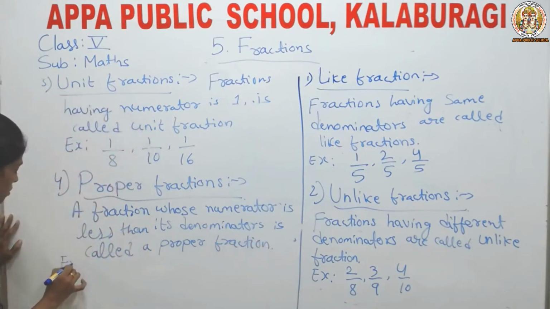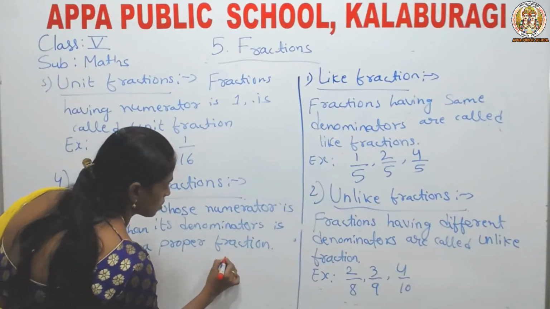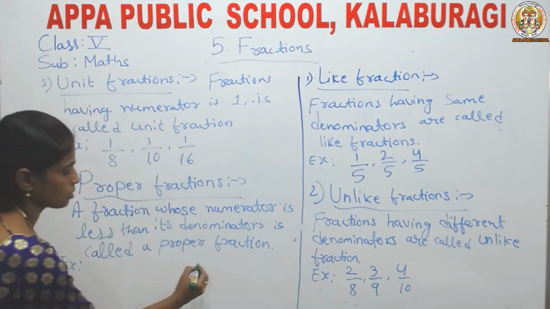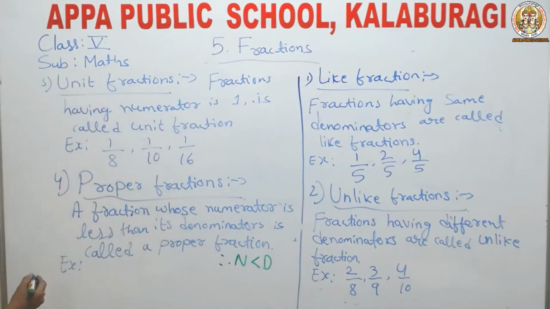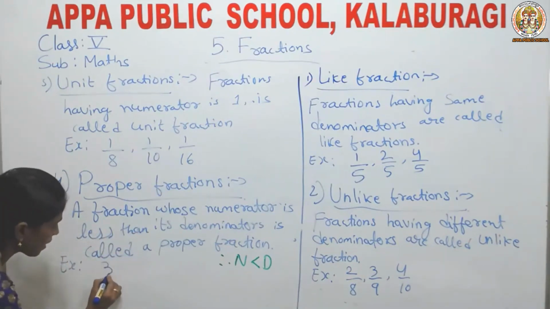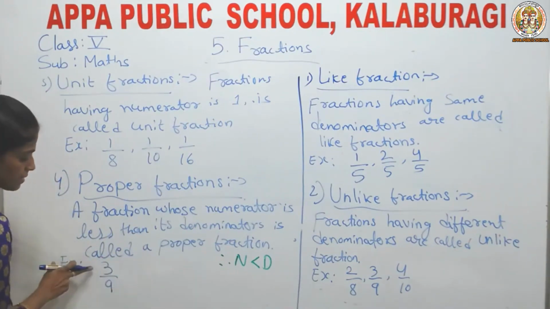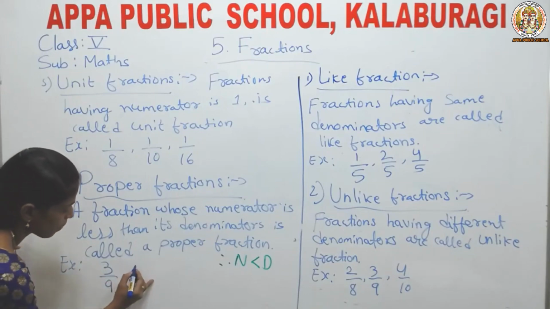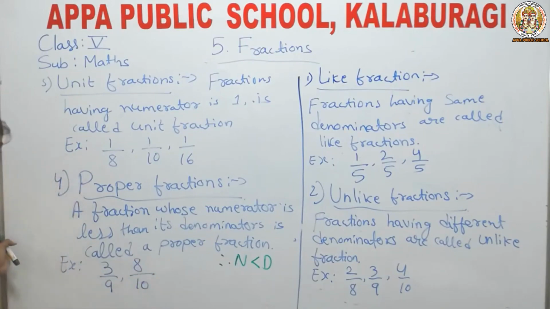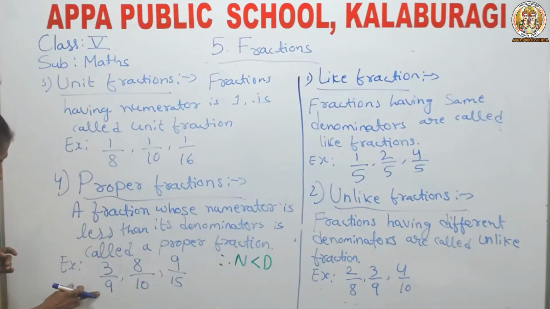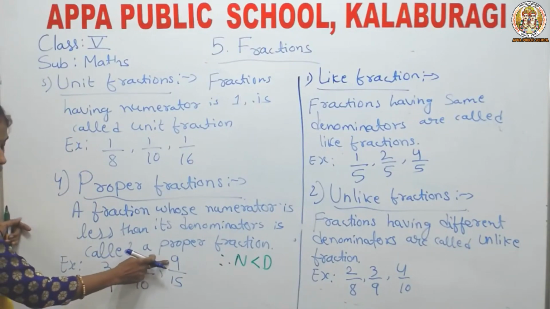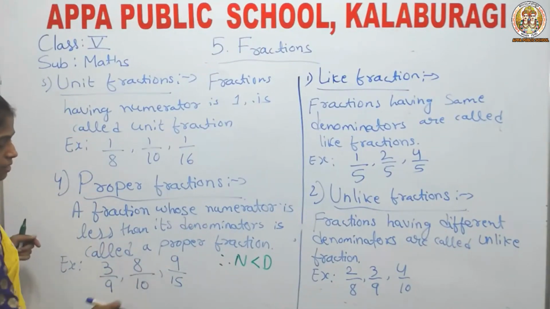For example, 3 by 9. Here the numerator is less than the denominator. Next, 8 by 10. Next, 9 by 15. Here also the numerator is less than the denominator.